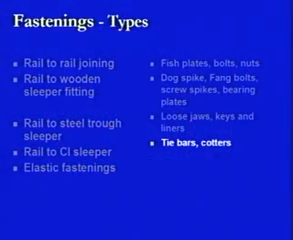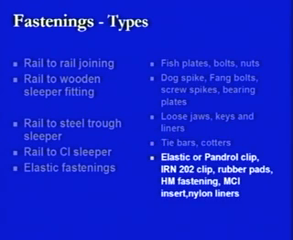Then in the case of CI sleepers, another thing used to connect the tie bar with the pot type of sleeper is cotters. So, the tie bars and cotters will be seen. And then in the case of elastic fastenings, there are a large number of elastic fastenings available to us nowadays. We will be looking at elastic fastenings like the elastic or Pandrol clip, the IRN 202 clip, which is the Indian Railway number clip produced by the RDSO and the Railway Ministry, rubber pads, HM fastenings, MCI insert and nylon liners.